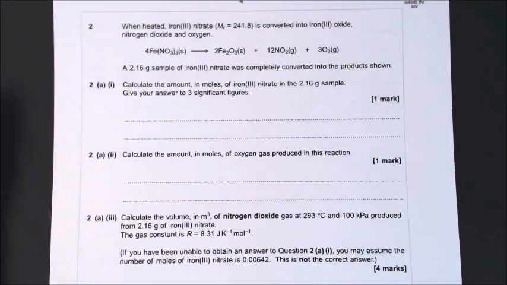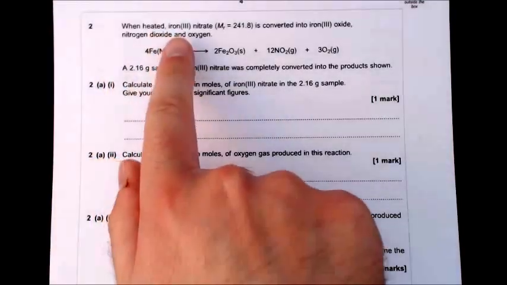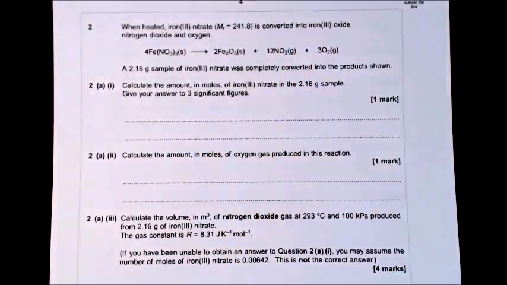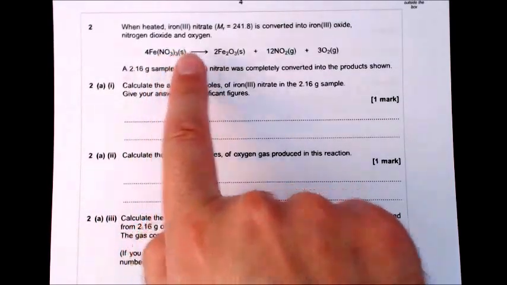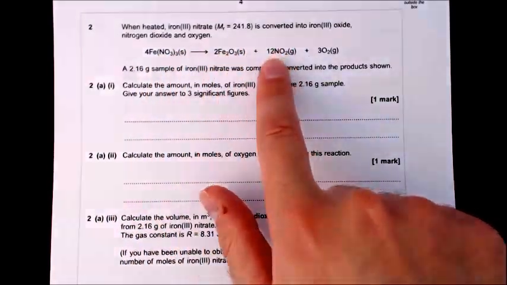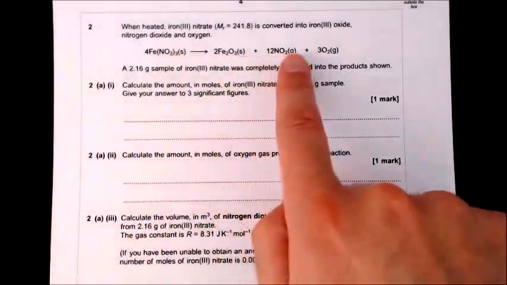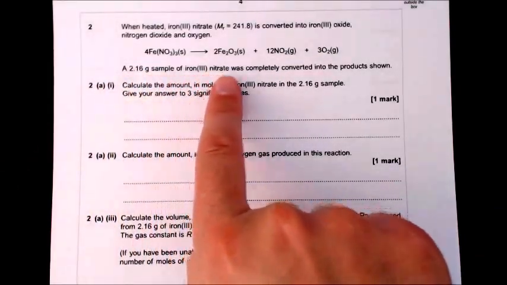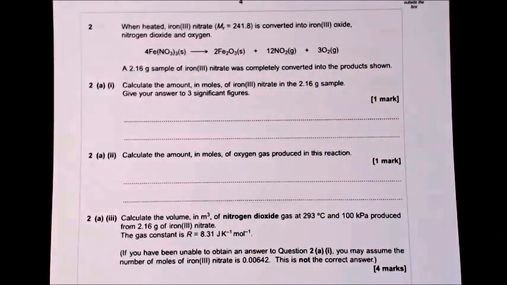Okay, so this is question 2, and this one is on amount of substance. If we look at the example they've given us, it says when heated, iron 3 nitrate with an MR of 241.8 is converted into iron 3 oxide, nitrogen dioxide, and oxygen. So here's our iron nitrate. It's a solid, and we're going to form iron oxide and nitrogen dioxide and oxygen. They've also told us the state symbols: solid, solid, gas, and gas. It says a 2.16 grams sample of iron 3 nitrate was completely converted into the product shown. So that tells us the whole lot was converted into the product.